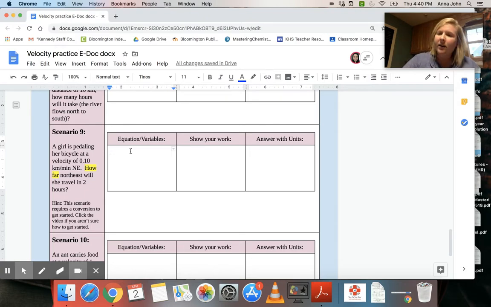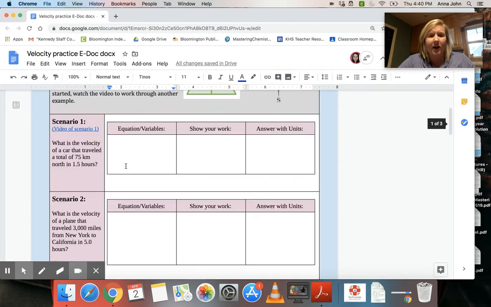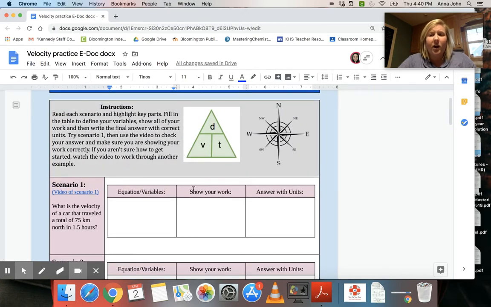Like, how far do I live from Kennedy? 35 miles, right? So distance equals, and distance should be a lowercase d. Then I need to find what distance equals. I'm going to go back up to the top of this document where I have my triangle. In order to use the triangle, you cover up what you're trying to find, in this case distance.